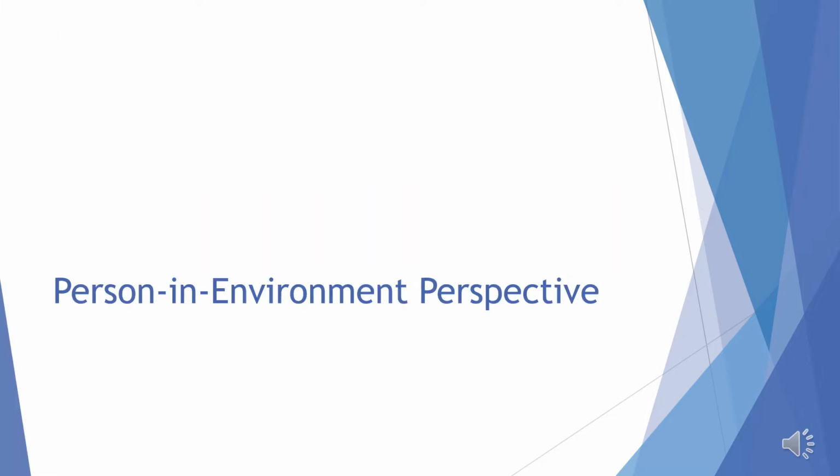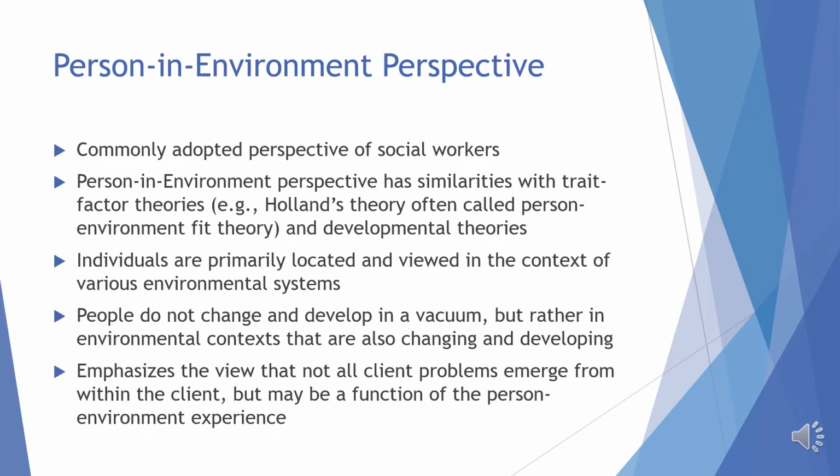First, we'll look at the person and environment perspective. You should recognize some of the traits and characteristics of person and environment perspective from systems theories. They both emerged from kind of the same theoretical cauldron, if you will. The person and environment perspective was a commonly adopted perspective of social workers. It has similarities with both trait factor theories and developmental theories, so it will take into consideration the traits of the work environment and the individual, and also recognize the normal developmental processes that go into career development.